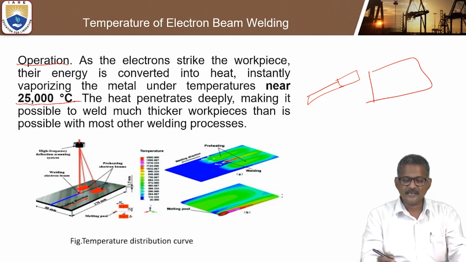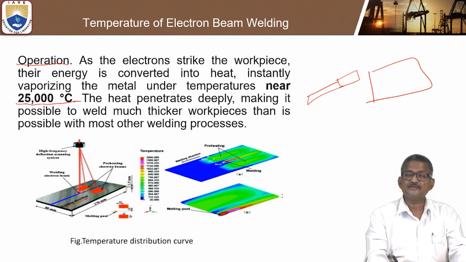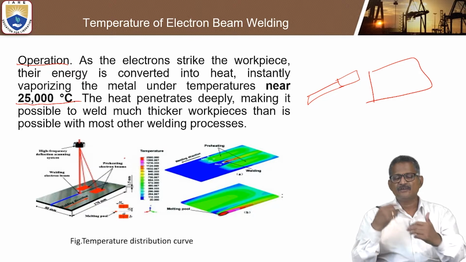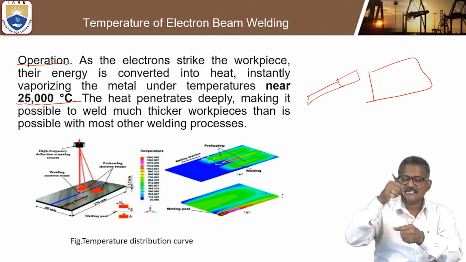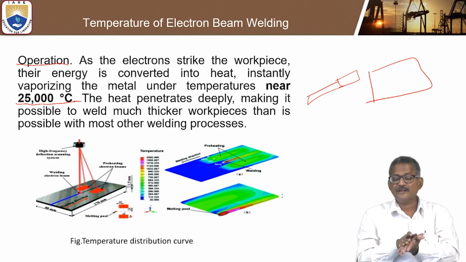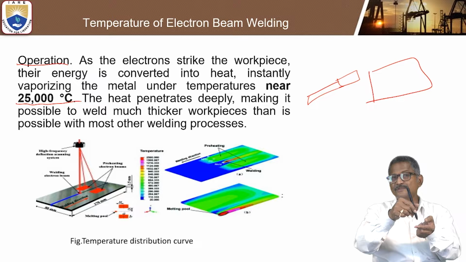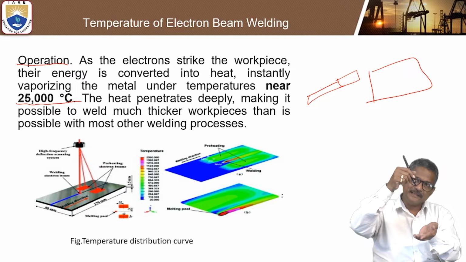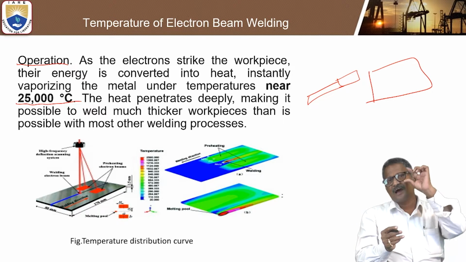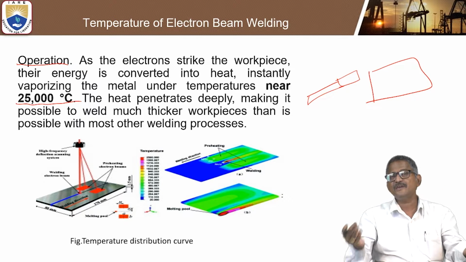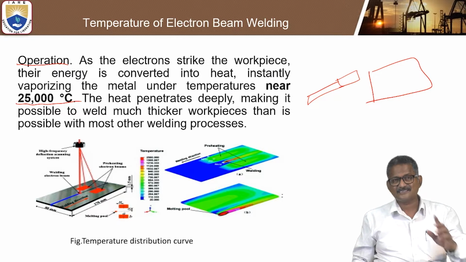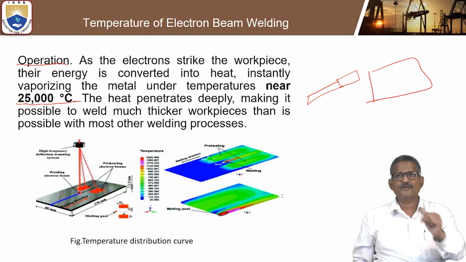So this indicates the color indication: blue, parrot green, yellow, and lastly the highest temperature, 25,000 degrees centigrade, where the heat penetrates very deeply, making it possible to weld much thicker sections. A small thin section can easily be joined; for a thicker section, the beam will enter the inner part also. That is why high thickness parts can also be easily done by this electron beam welding process. I hope you understand clearly the temperature of electron beam welding.